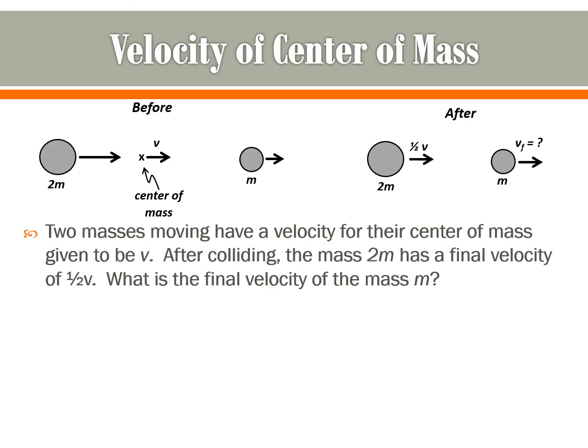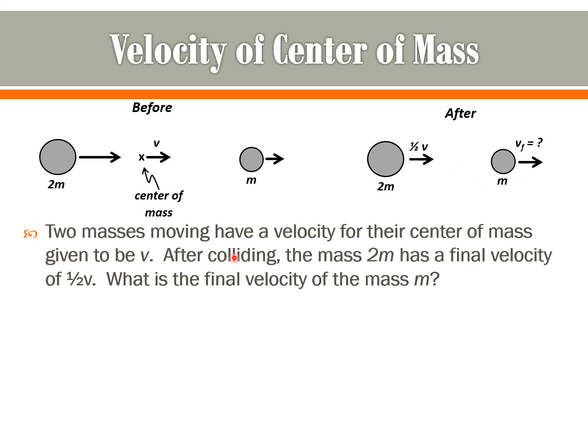In this example, we have the two objects. Now we switch them and we give them a different velocity. And now we have a velocity of the center of mass. They hit each other, and after they collide, they bounce off of each other. And then the velocity of mass 2m is going to be half the velocity of the center of mass. And then mass m is going to have a final velocity that we're going to look for.